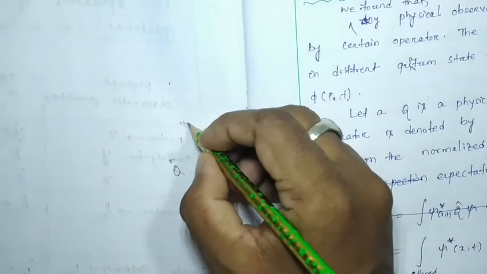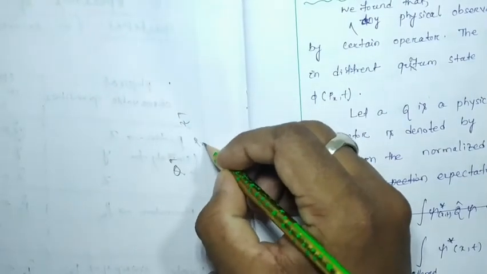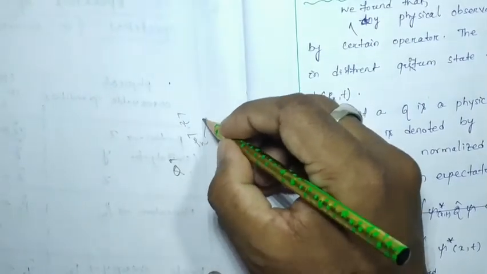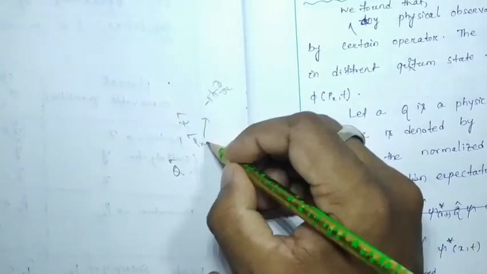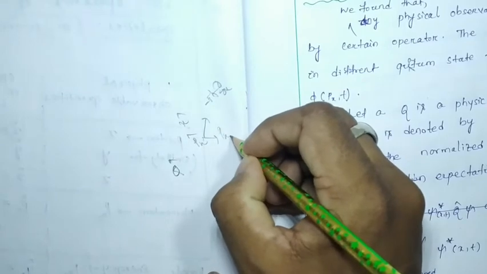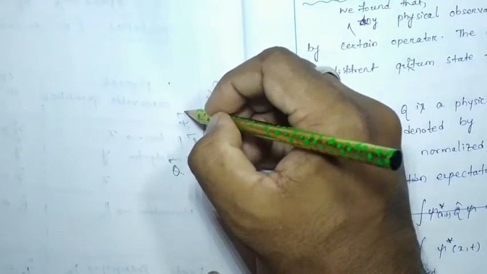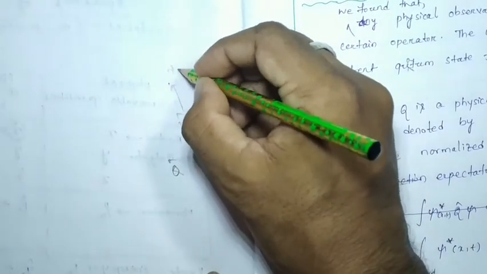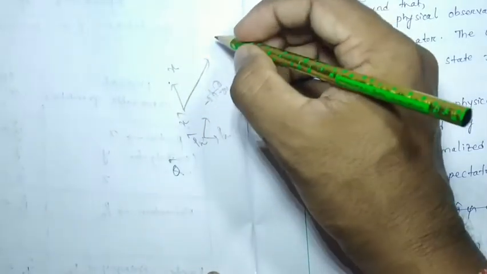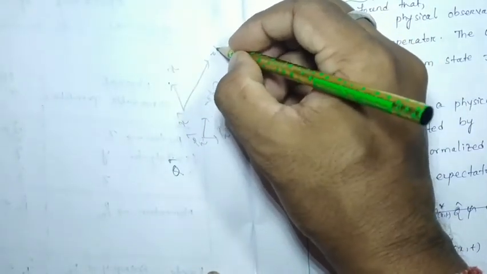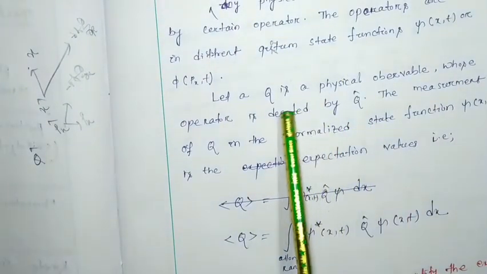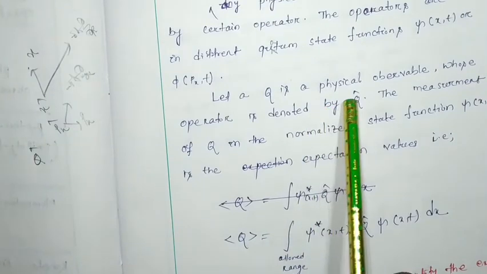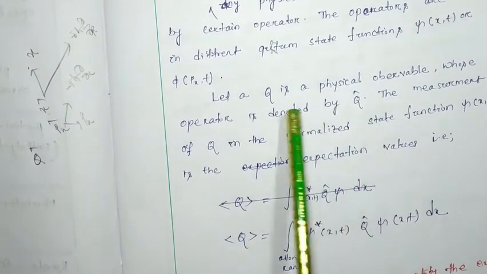Suppose the position operator x cap and the momentum operator px cap. In coordinate space, px will be minus i h cross del by del x, but in momentum space it will be px. Likewise, in coordinate space x cap will be x, and in momentum space it will be i h cross del by del px. So any physical observable has an operator represented by its cap.